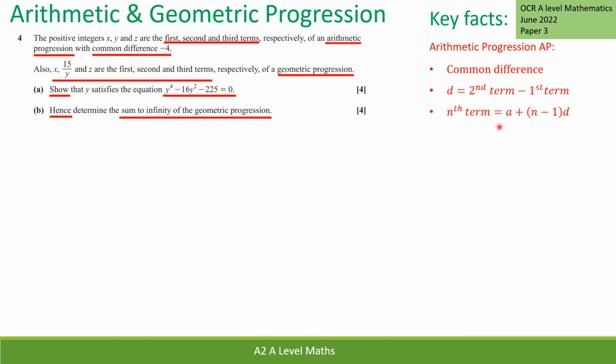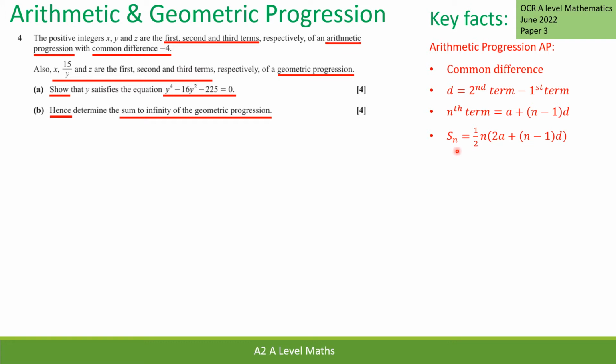The nth term is given by a plus (n minus 1)d, where a is the first term of the sequence. In this case here, a is going to be x. n is the term number that you've got, take away 1, and then d, in this case here, will be minus 4.